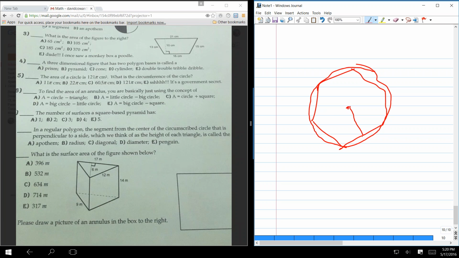What's the surface area of that shape there?